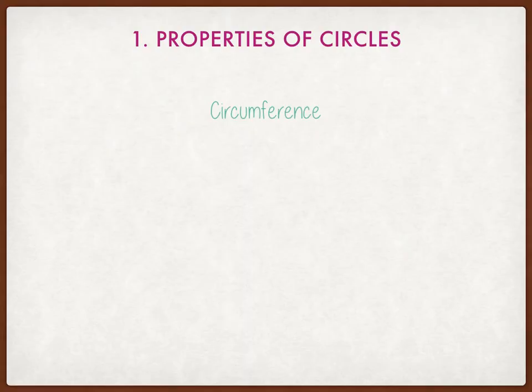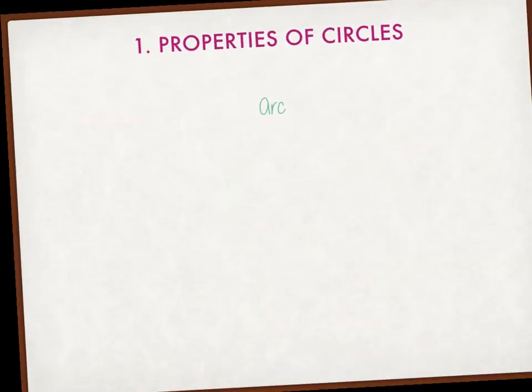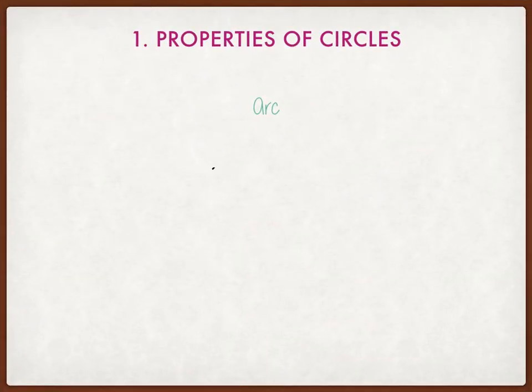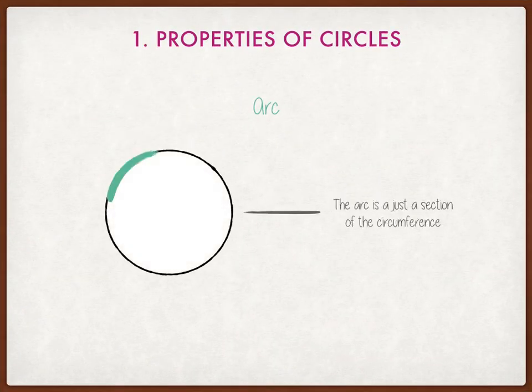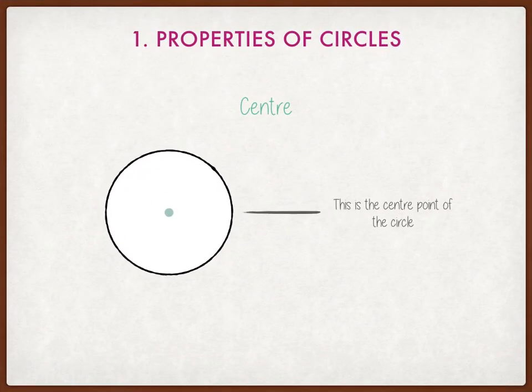So first of all, we'll start with looking at the circumference of a circle. As you can see here, it's just the green line, which is all the way around the edge of the circle. An arc is basically a little portion of the circumference. The arc would be anywhere on the circle, it doesn't have to be in that exact position. The centre of the circle is just the most central point, so it's just right in the middle.